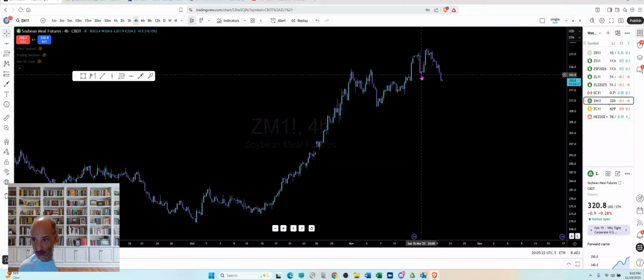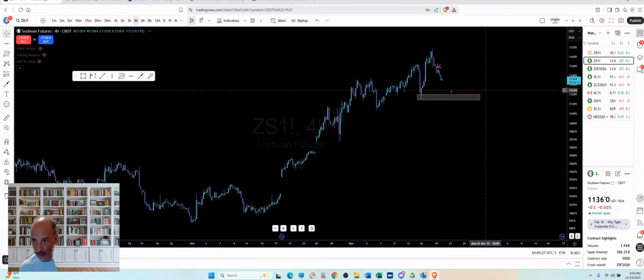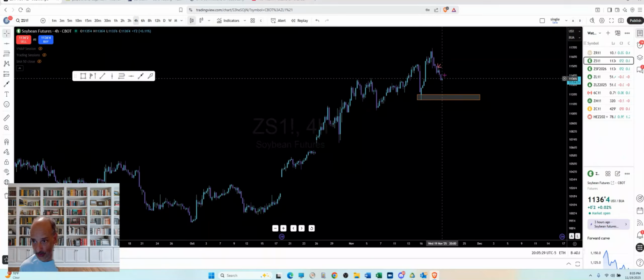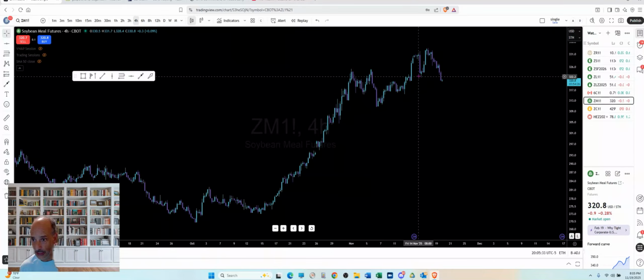We have this zone on soybeans, right? If we just click back over to soybeans, we have this zone right here. It hasn't gotten there in soybeans, but in soy meal, it's already, if we look at that as the same zone, because this was last Friday, that big sell off on Friday, we've actually broken that area already.